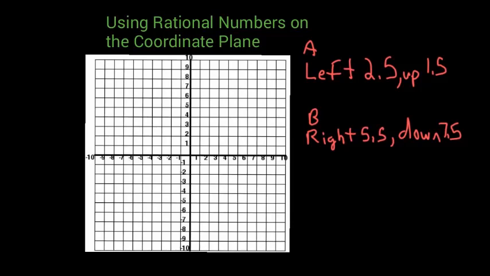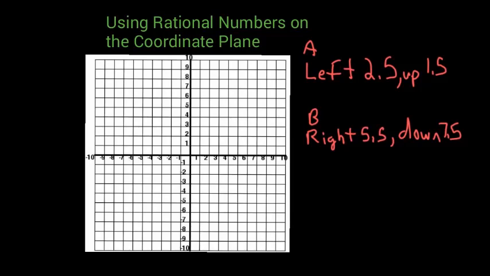Alright, we're going to use rational numbers on the coordinate plane. And remember that a rational number is any number that can be written as a fraction. So here I have decimals and terminating decimals, and terminating decimals can be written as fractions. So these are rational numbers. So we're going to go left 2 and 5/10 and up 1 and 5/10, or left 2 1/2 up 1 1/2 to find A. So we start at X.